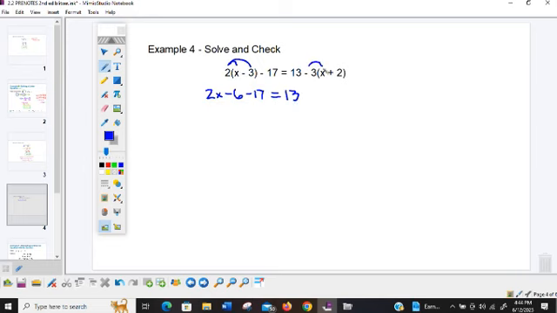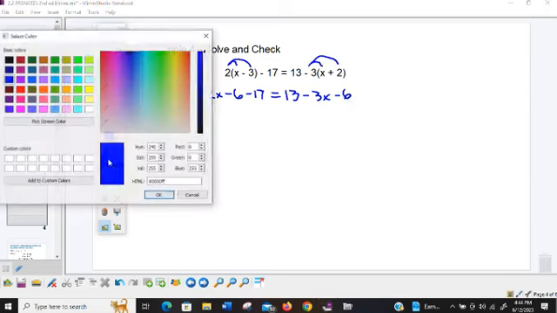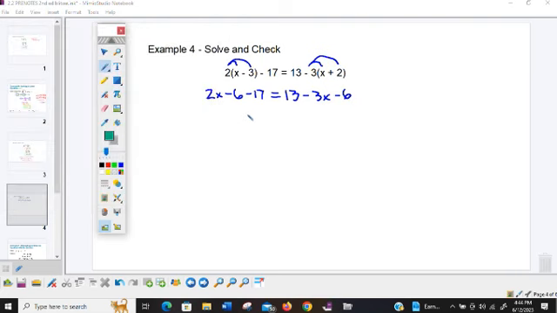Now negative 3 times x is negative 3x. Negative 3 times positive 2 is negative 6. So what we did there is we got rid of the parentheses. So now let's go another step further. Before I move on, I'm going to combine terms so this isn't as messy. So negative 6 and negative 17 can be added together. So I bring down my 2x. And then a negative 6 and a negative 17 gives me a negative 23.